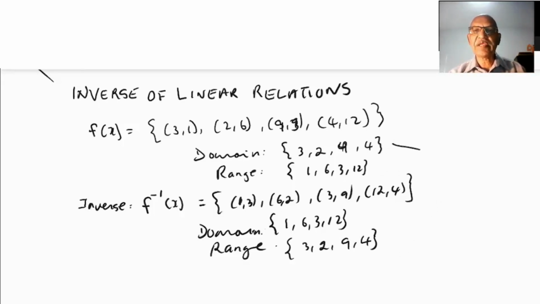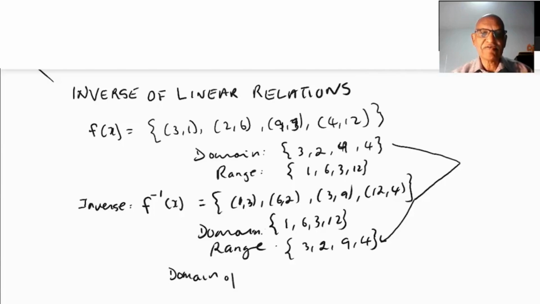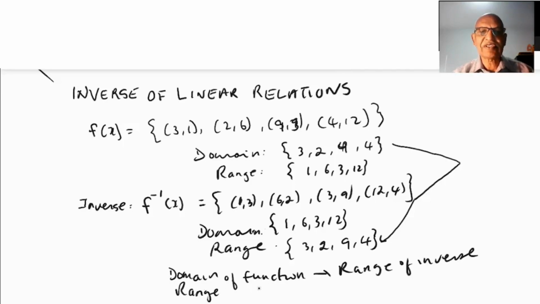As we notice here, the domain of the function is 3, 2, 9, 4. And then we see here, the range of the inverse is 3, 2, 9, 4. Therefore, what we say is, domain of function is range of inverse, and the range of function is the domain of the inverse. So that's as simple as that. The inverse simply exchanges the domain and range.